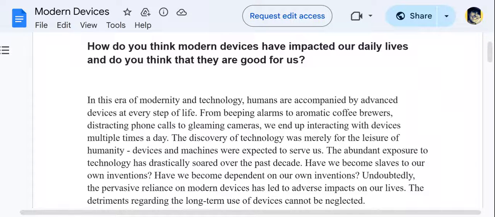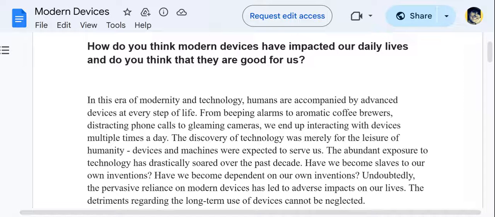So the prompt asks, how do you think modern devices have impacted our daily lives? And do you think that they are good for us? As you can see, Writers, this prompt has two parts to it. And the prompt expects you to have an opinion on the topic.